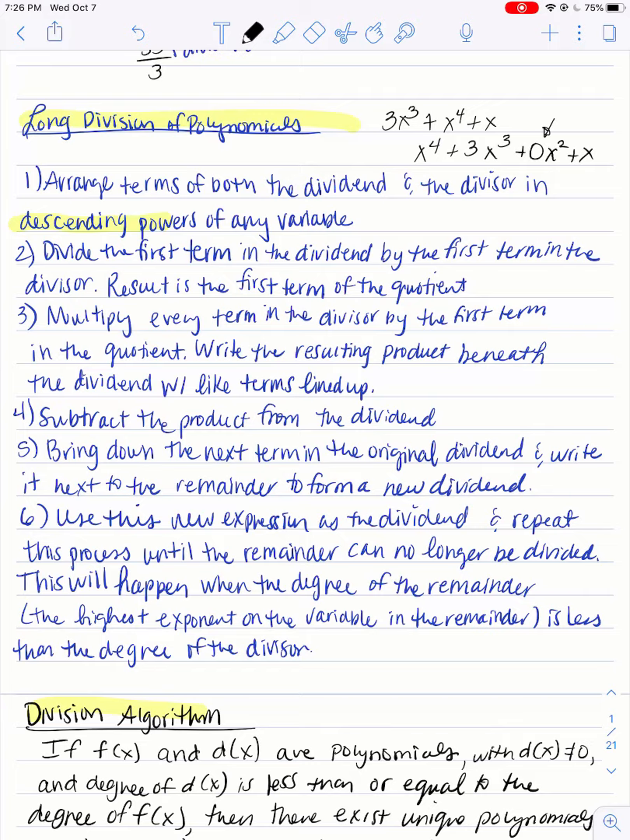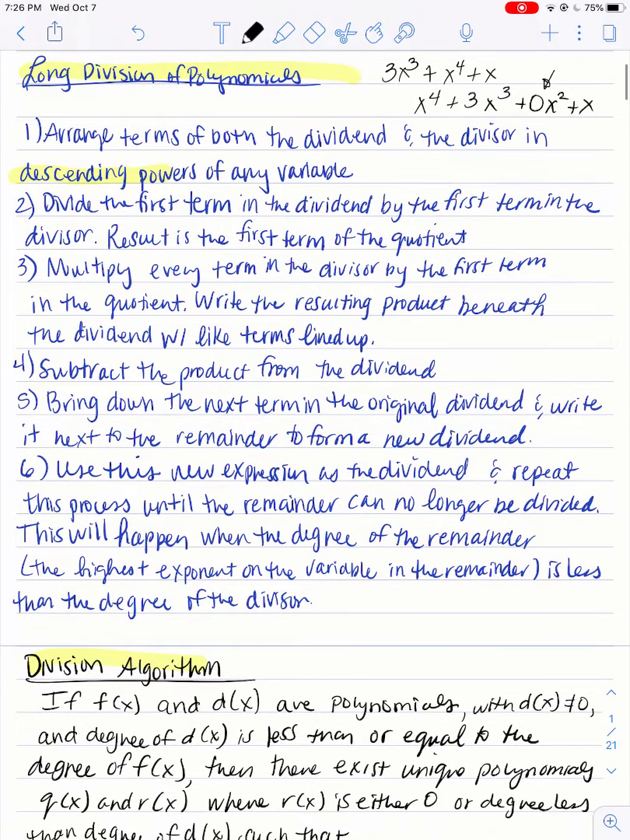This happens when the degree of the remainder, which is the highest exponent of the variable in the remainder, is less than the degree of the divisor. We'll go ahead and do examples of this so you can see it in action and it makes more sense.